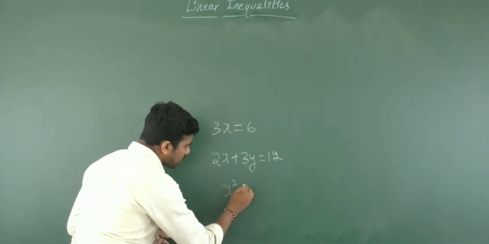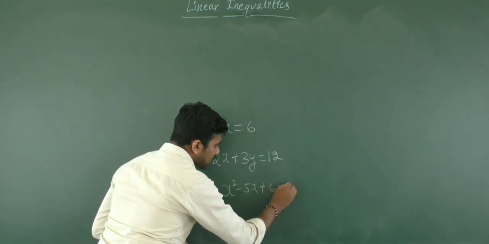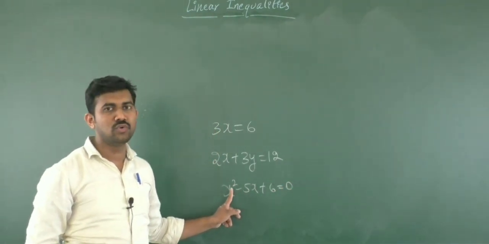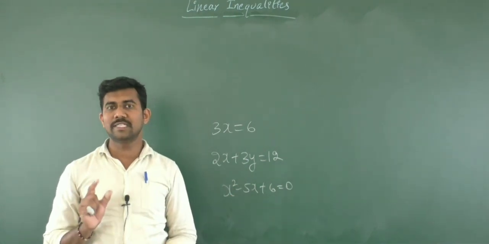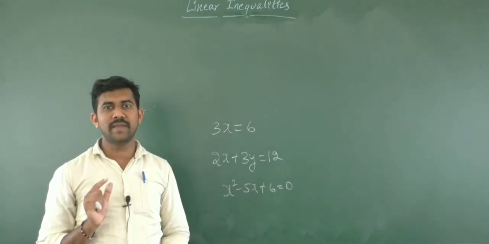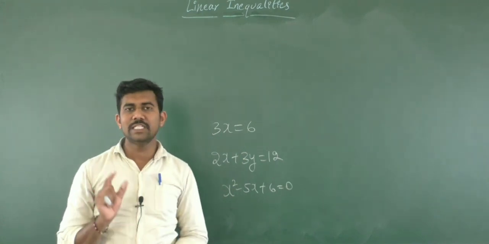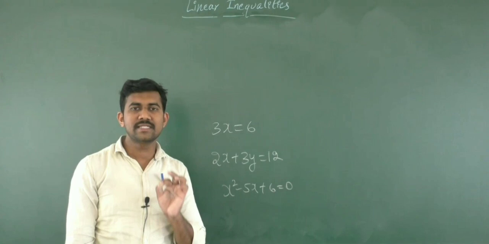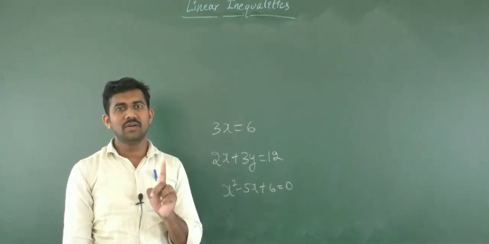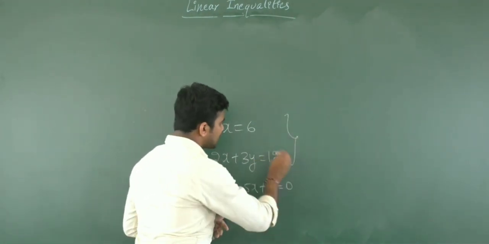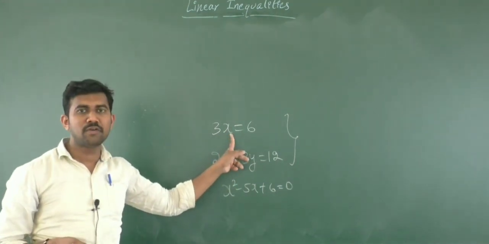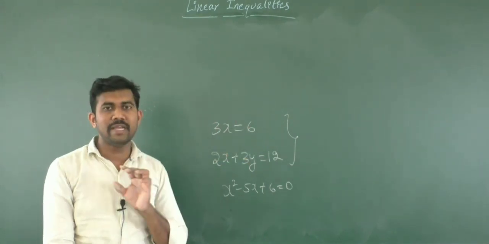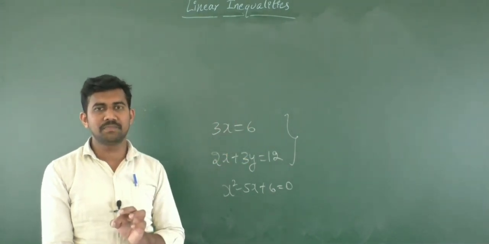But if you consider x square minus 5x plus 6 is equal to 0, we can observe the highest power of variable here is 2. So it is not a linear equation, it is a quadratic equation. So to say an equation is a linear equation, the highest power of variable present in that equation must be 1. In the first and second case, the highest power of variable present in that equation is 1. So clearly those two equations are linear equations.